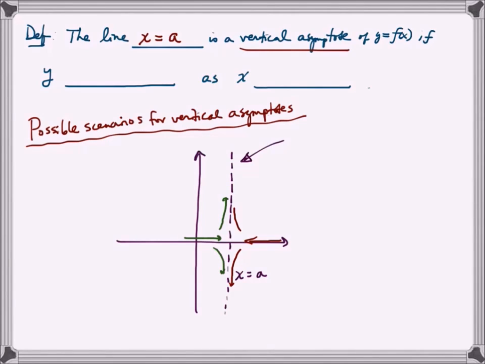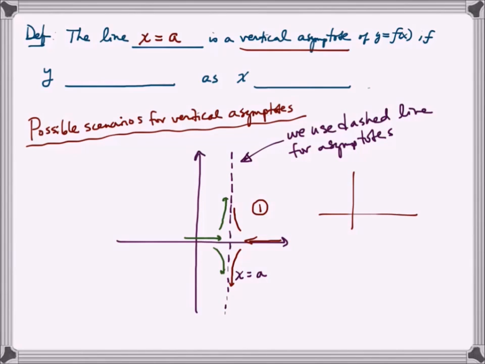And by the way, we use dashed lines for asymptotes. For example, in this first case, a picture could look like the following, where if this is the vertical asymptote x equals a, then the function would look like this. And in that case, we would say that y goes to positive infinity as x goes to a from the positive direction, or from the right-hand side. We use the plus sign to indicate it's to the right of the value a, and then read this as x approaches a from the right.